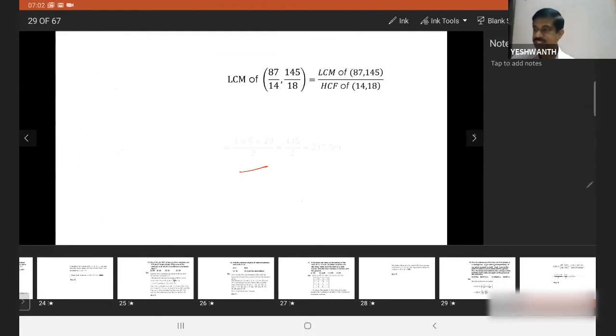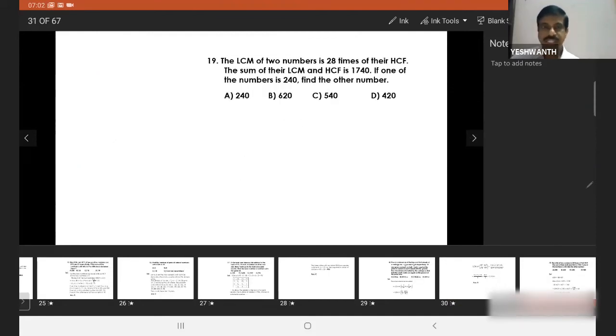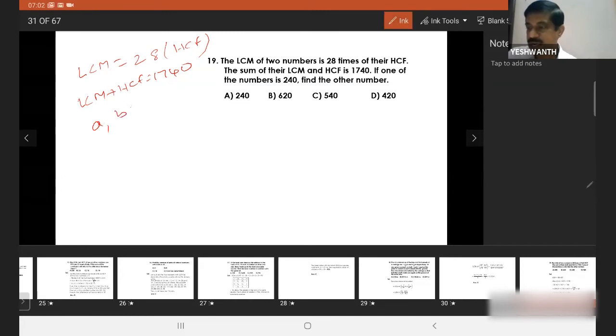Okay, let us go to the next question. The LCM of two numbers is 28 times their HCF. LCM equals 28 times HCF. The sum of their LCM and HCF is 1740. If I call A and B the numbers, one of the numbers is 240.